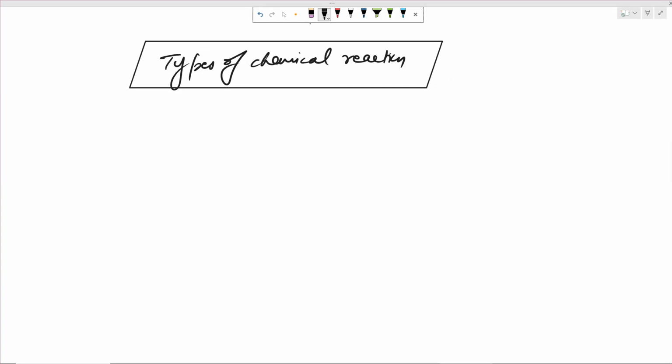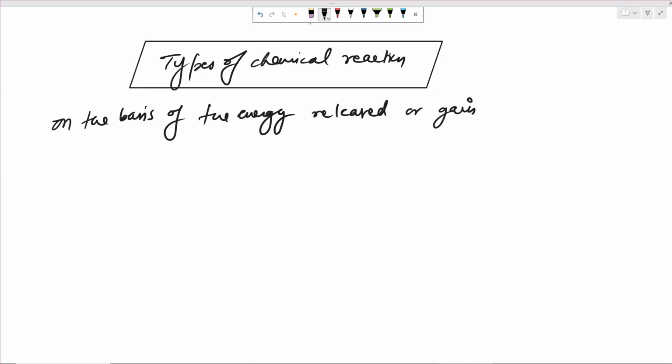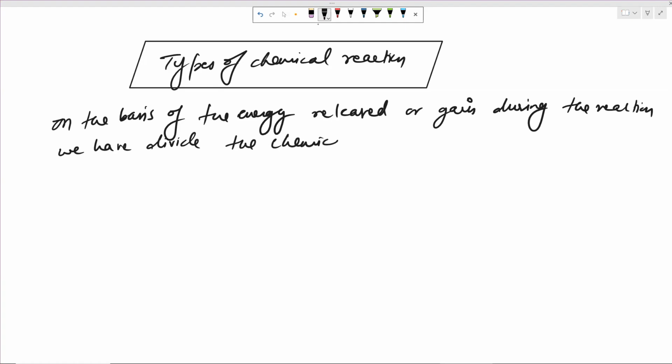So what do you mean by types of chemical reactions? Simply, we will say that on the basis of the energy released or gained during the reaction, we have divided reactions broadly into two categories.